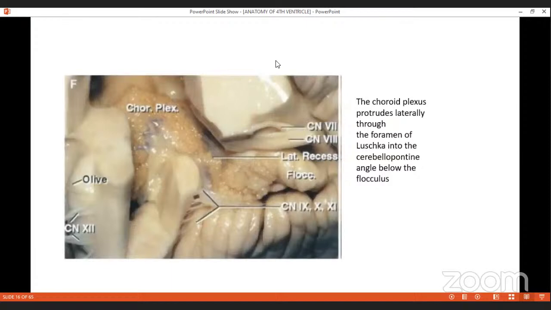This is yet another diagram of the same thing. We are able to see the roof of the fourth ventricle in its inferior aspect. The choroid plexus, which is basically present in the inferior slope of the fourth ventricle, projects laterally through the lateral recess of the fourth ventricle, and it projects through the foramen of Luschka and hangs out of the foramen of Luschka into the bilateral CP angles.